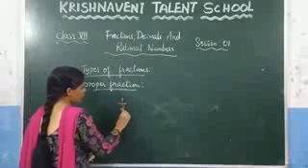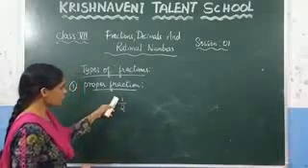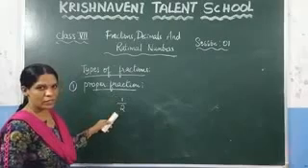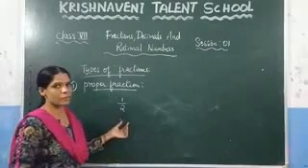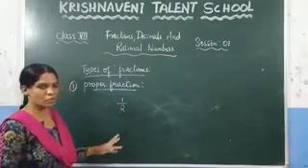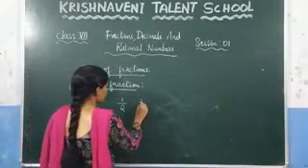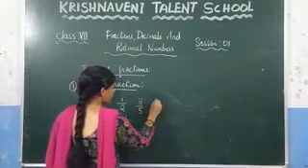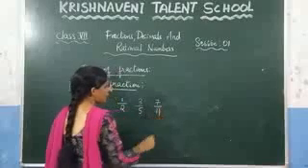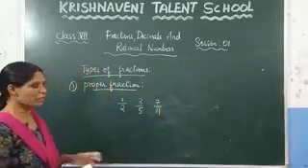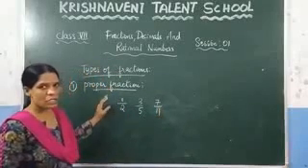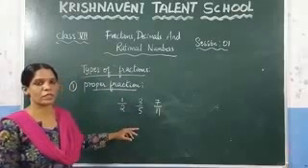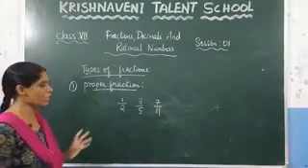Consider 1 by 2. Here you can observe that the numerator is less than the denominator. That means the denominator should be the bigger number compared to the numerator. Consider 3 by 5. Consider 7 by 11. These are all proper fractions. What is meant by the proper fraction? If the numerator is less than the denominator, we call that a proper fraction.